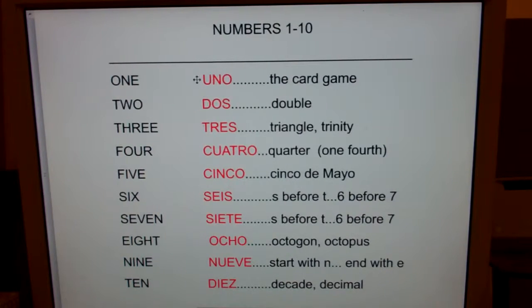One is uno, uno's one. Two is dos, dos is two. Three is tres, tres is three. Four is cuatro, cuatro's four.